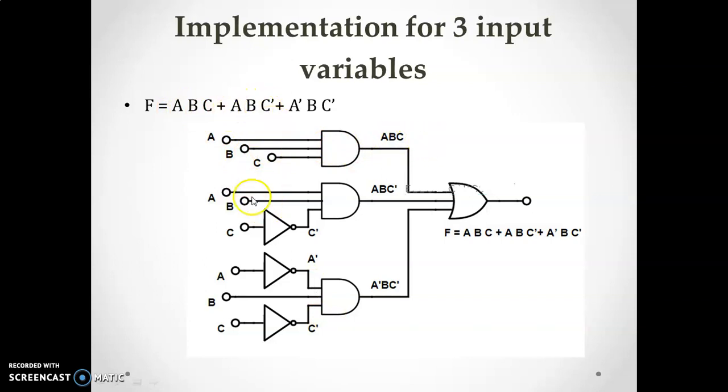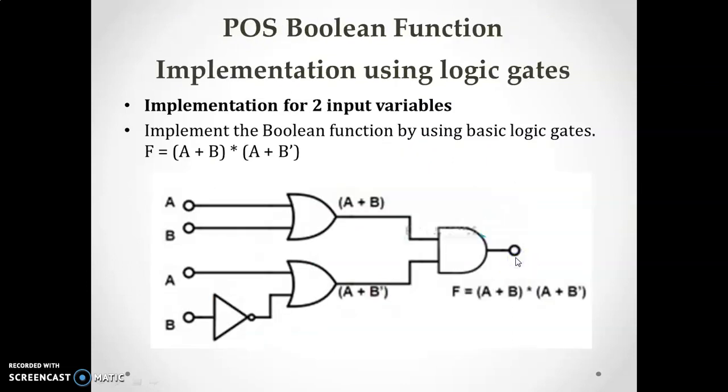Second it is A B C bar. A, B, put an inverter here, we get C bar. The output is A B C bar. So the last one, A bar, B, C bar. All the 3 terms are ORed using an OR gate. So the output will be the output F. In the same way, a product of sums function can be implemented using logic gates.